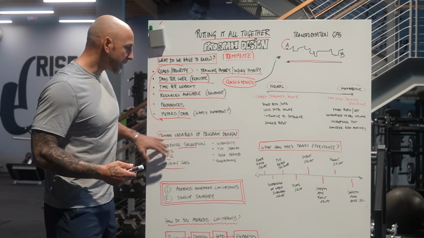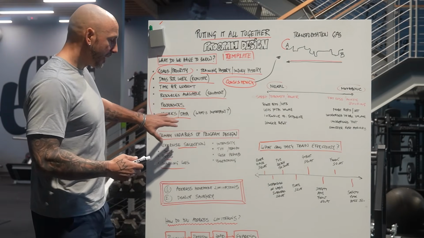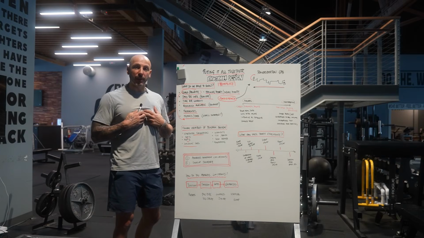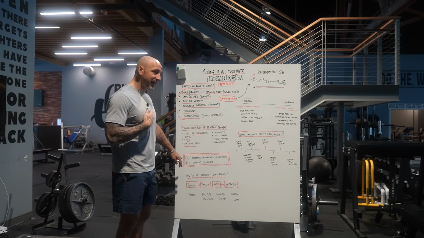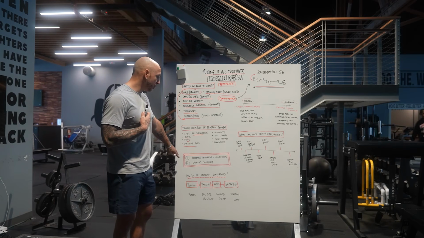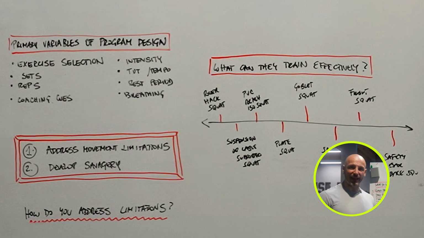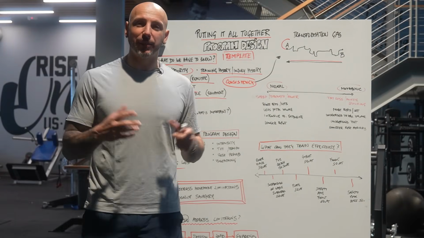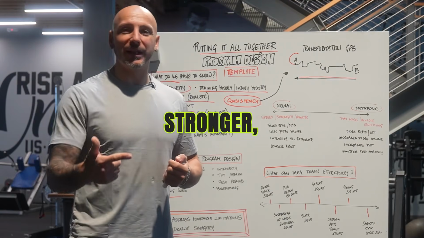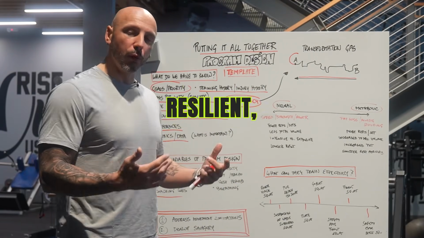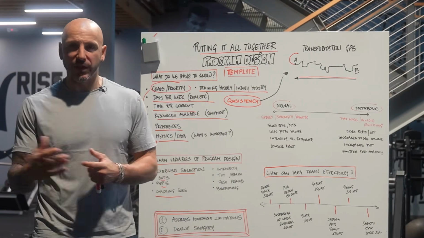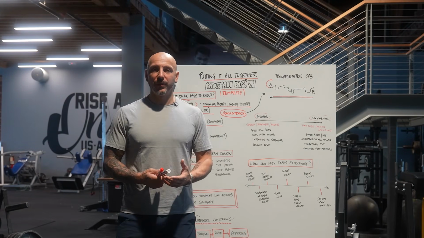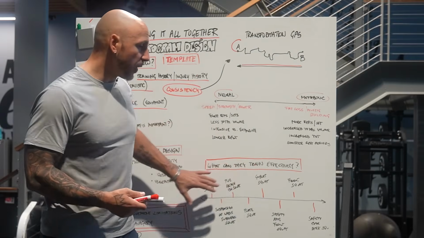So again, when we look at these variables, it's important because Mike Robertson said this and I loved it. It's kind of like my approach to it. We want to do two things. We want to address movement limitations and then we want to develop savagery. And savagery is going to be, again, getting them stronger, getting more resilient, getting them more muscular, getting them to be faster, whatever their goal is. But we got to address movement limitations, right? And this is where it's what can they train effectively?